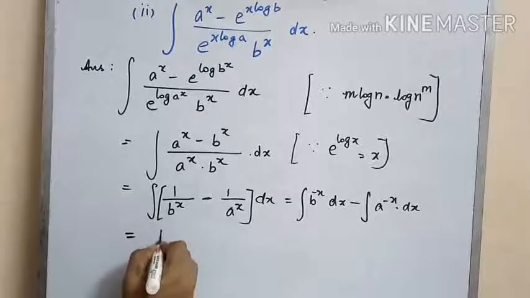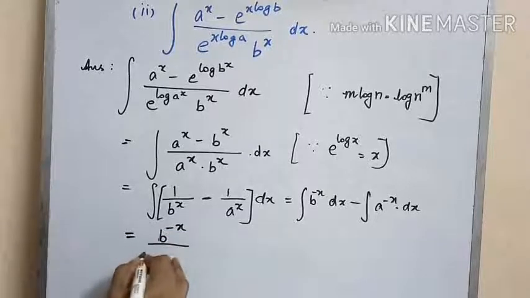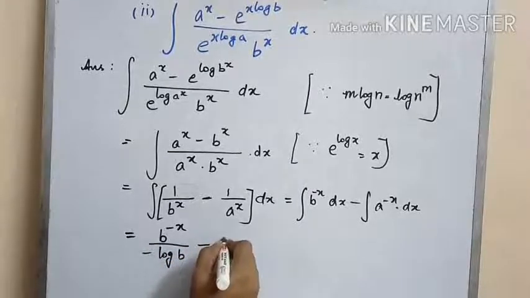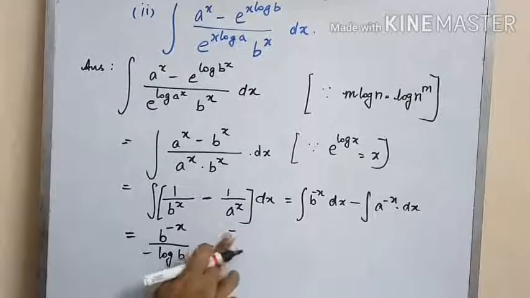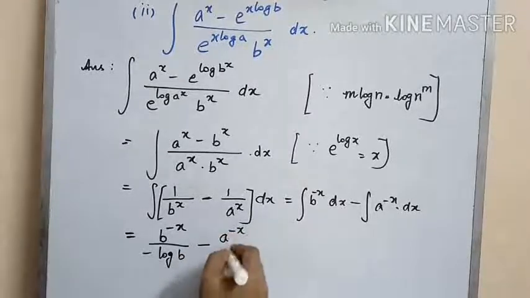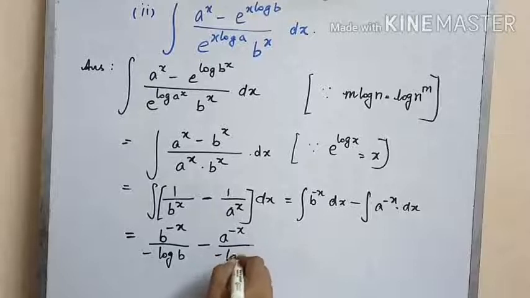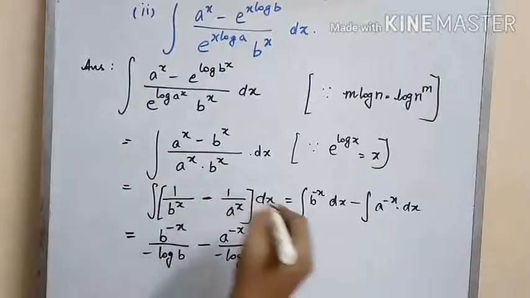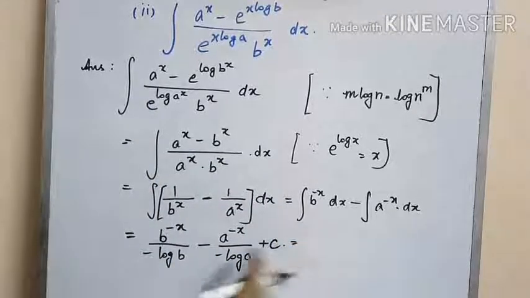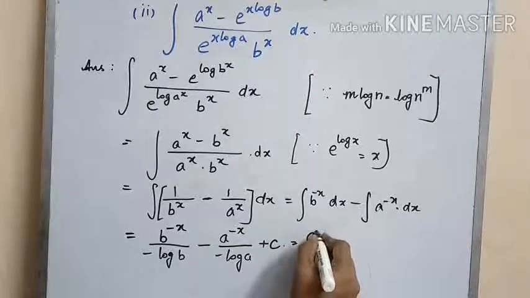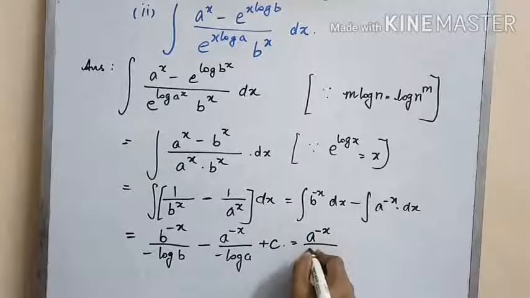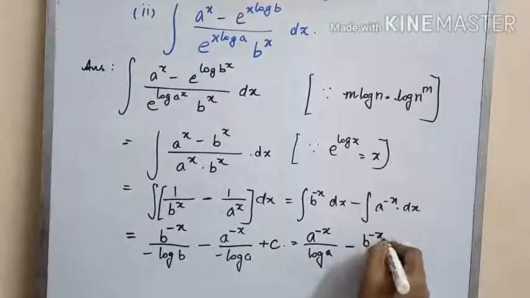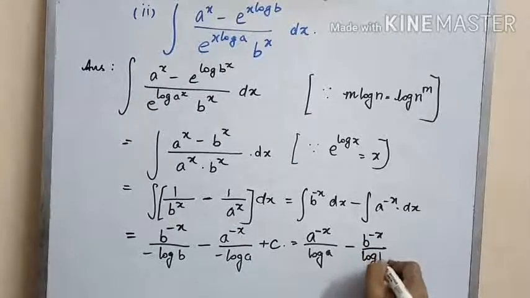Here we get b to the power of minus x by minus log b minus of a to the power of minus x by minus log a plus c. Here minus and minus becomes plus, so let us write it in the front. A to the power of minus x by log a minus b to the power of minus x by log b plus c.